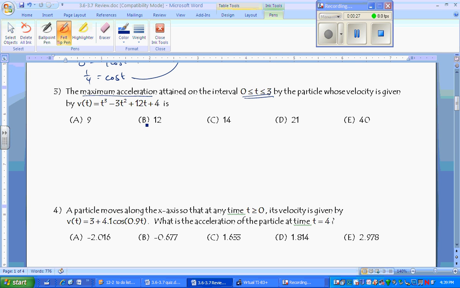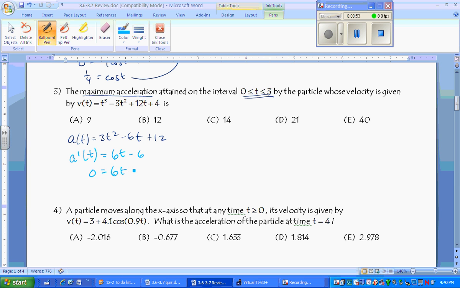Plus we have an interval here. So whenever this is the case, we always want to check the endpoints. But first, let's go ahead and find acceleration. By taking the derivative, we get 3t squared minus 6t plus 12. But again, we need to know the derivative of that if we want to find the maximum acceleration. So the derivative of that is 6t minus 6.